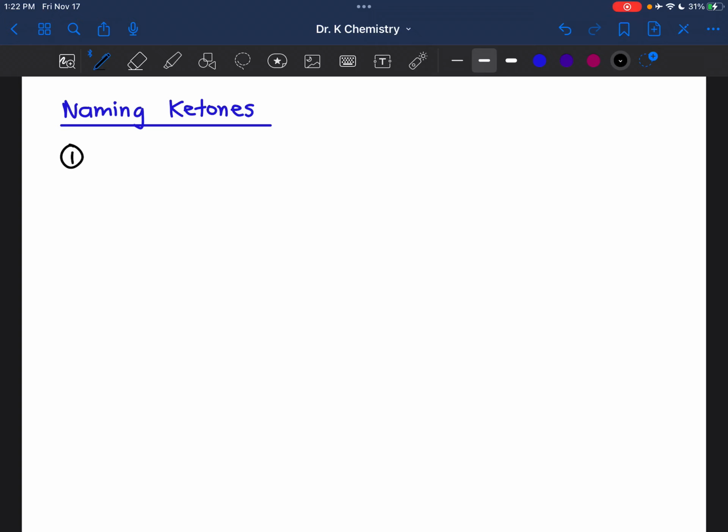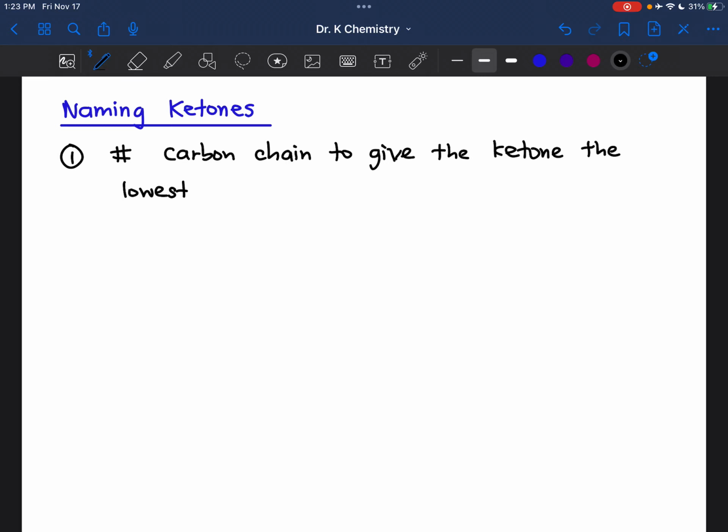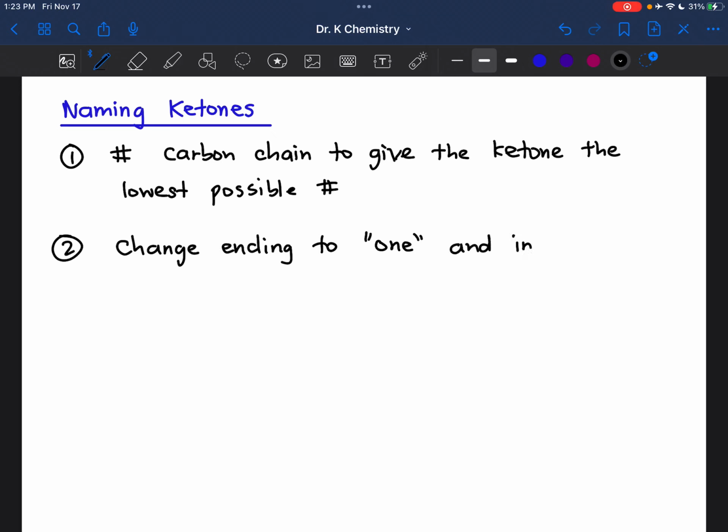We are going to find the longest continuous carbon chain that contains the ketone, as usual. And then we will number the carbon chain to give the ketone the lowest possible number. So here the ketone takes priority even over substituents or anything else. We will change the ending of the parent name to -one to indicate that it's a ketone. And then we'll indicate the location of the ketone numerically.